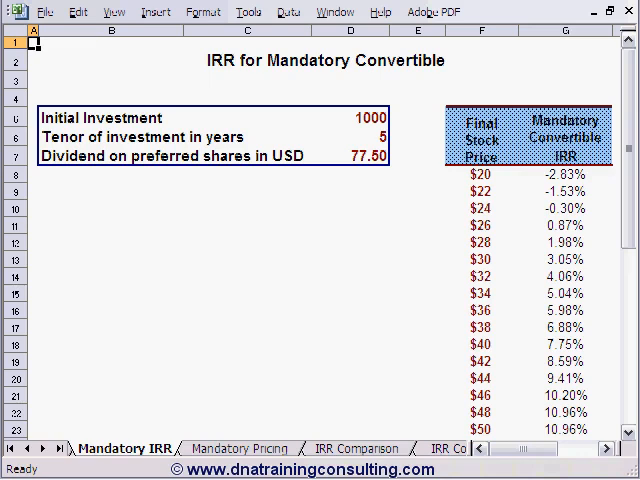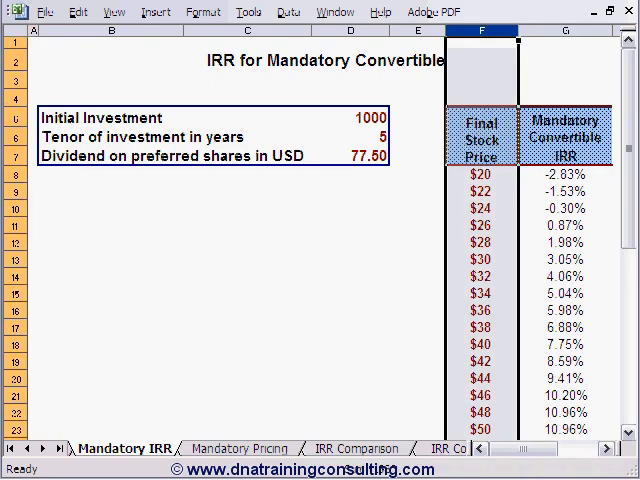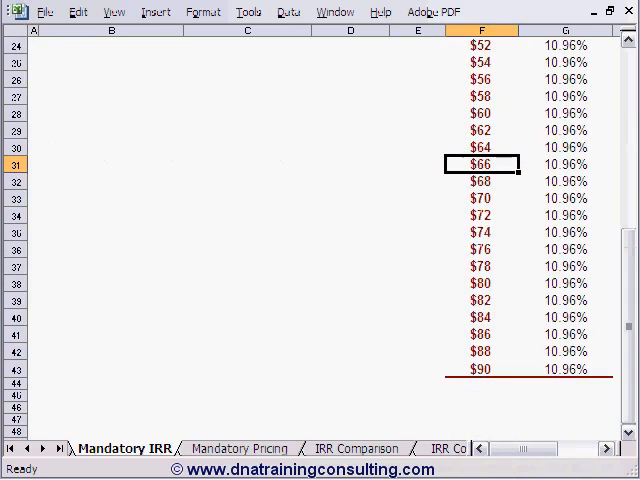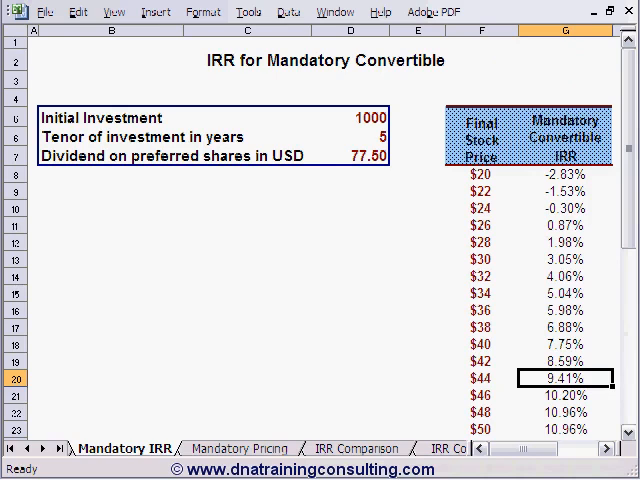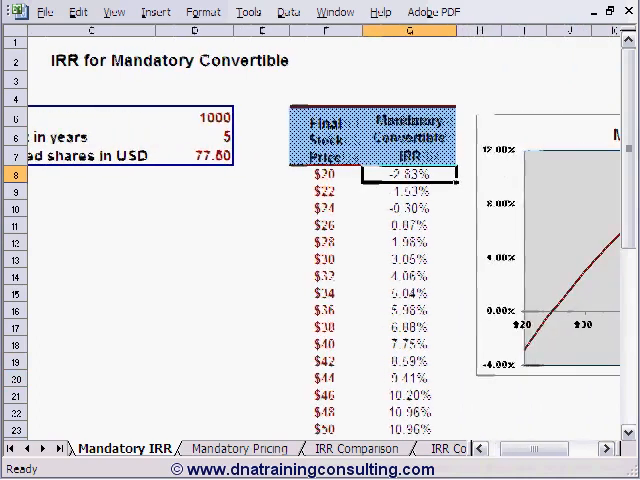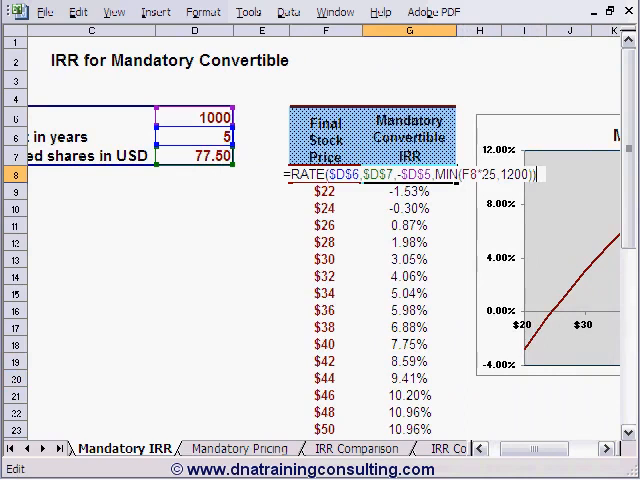This worksheet, Mandatory IRR, follows largely the approach of the previous worksheet, IRR, and begins once again in column F with a listing of all spot prices at maturity from 20 to 90 down here, and to the right of this we have calculated, pretty much as before, the IRR that corresponds to each final stock price using once again the rate operator.